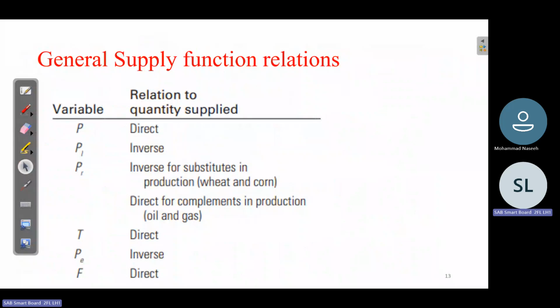Right. What are the supply determinants again? Put the topic: supply determinants.